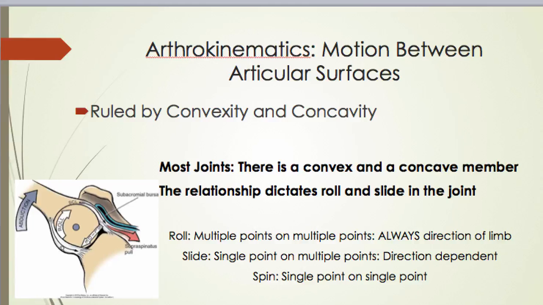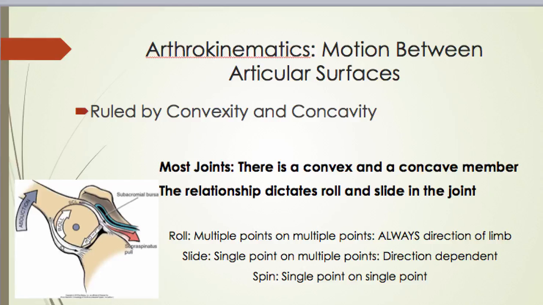As opposed to osteokinematics, arthrokinematics is the motion between two articular surfaces, again, ruled by convexity and concavity. Most joints, there is a convex and a concave member. There are a few that don't follow that rule. And that relationship, again, dictates roll and slide of the joint.